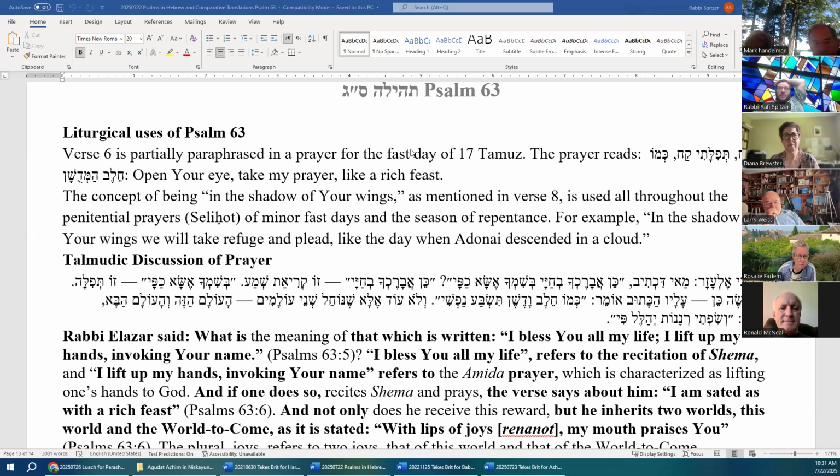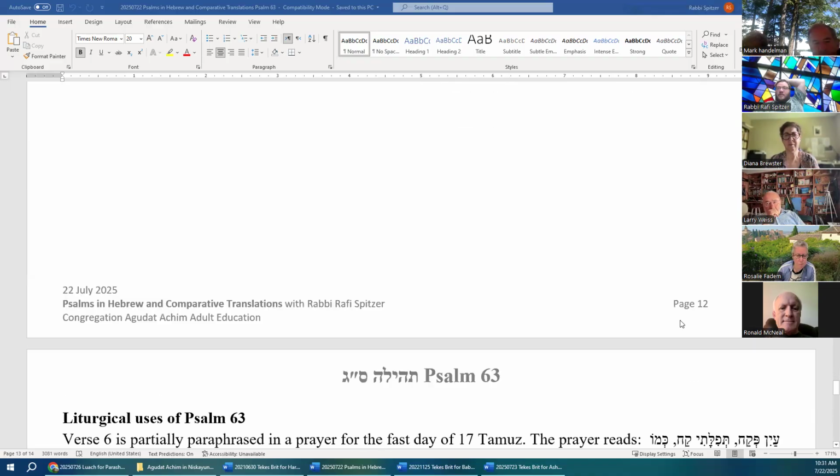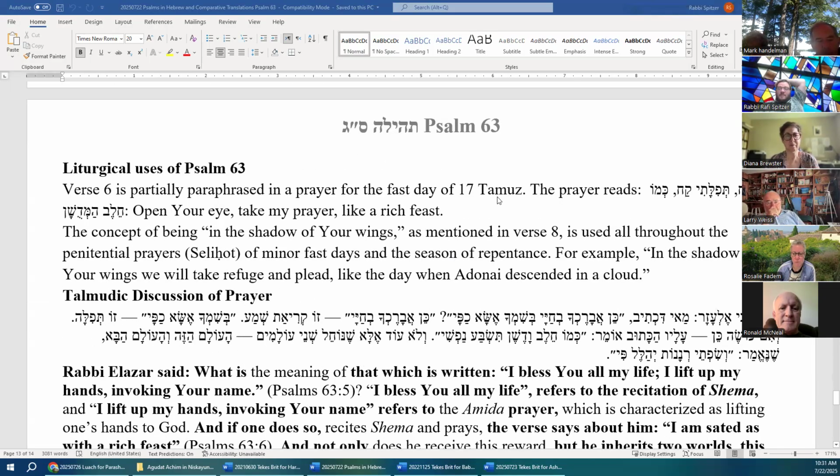the concept of the rich feast is paraphrased in this prayer, which interestingly is used on the fast day of 17 Tammuz, which was just last week. And I gave you the words here so that you could hear how the poet of the prayer crafted the prayer. It's like it rhymes and scans. Ayin pekach tefilati kach kemo chelev hamdushan.